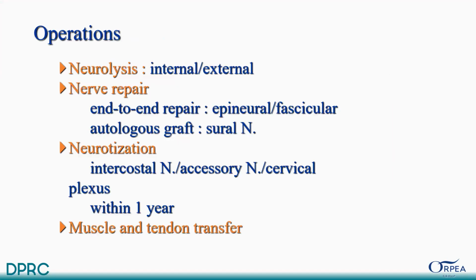The different kinds of operations performed to repair the nerves: neurolysis, which can be divided into internal or external; nerve repair, end-to-end nerve repair, autologous graft, neurotization, muscle and tendon transfer.